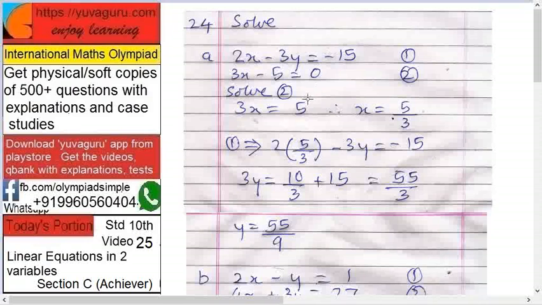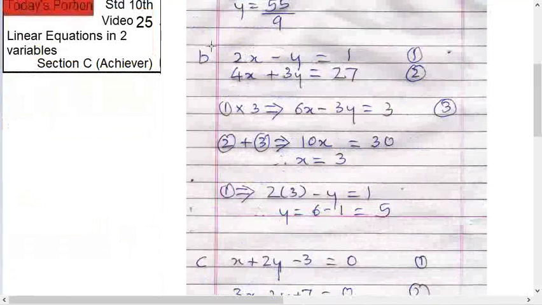Okay, quite an easier one. Let's go for B. 2x minus 1 minus y equals 1 and 4x plus 3y equals 27. Again a simpler one. Multiply 1 by 3. Why? Because here it is 3y and here it is a single y. So you can multiply and it becomes 3y and then you just add it.